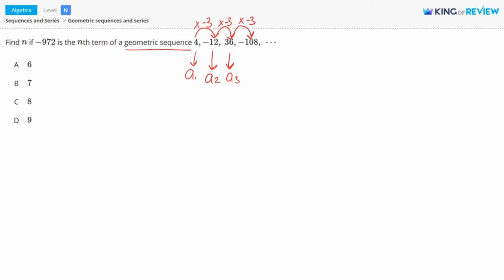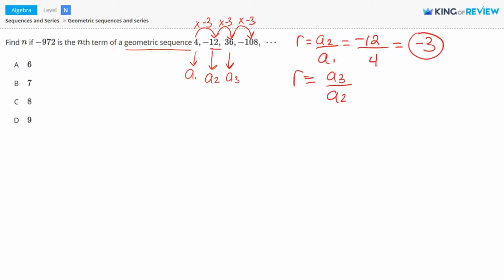So this negative 3 is the ratio called the common ratio, and it can be calculated as R equals A2 over A1. You could also calculate it as R equals A3 over A2. So as long as you're comparing a term to the previous term, then you can calculate R. So let's look at A2 over A1. A2 is negative 12, and it's over 4. So if you work this out, you get negative 3. So negative 3 is the common ratio.